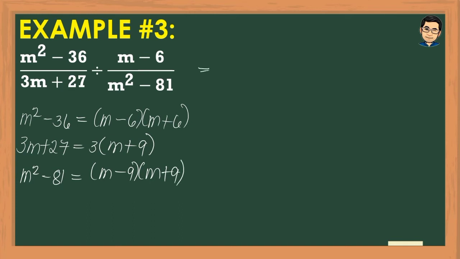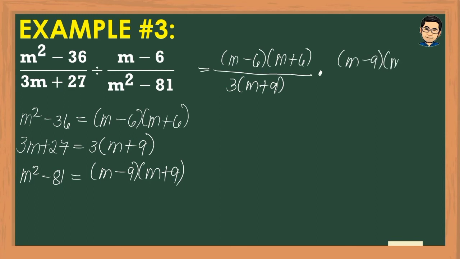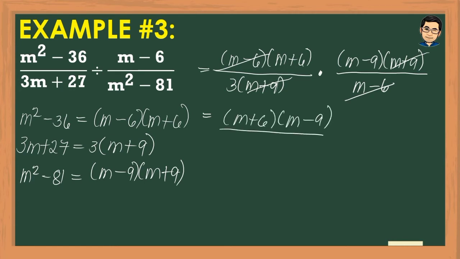Now, we rewrite them. Make sure kapag nire-write na natin yun, kasi nalista mo na yung mga factors, kunin na po natin yung reciprocal ng divisor, of course. So, m squared minus 36, m minus 6, m plus 6, all over 3 times m plus 9. And then yung reciprocal nga, m minus 9 times m plus 9, all over m minus 6. Now, we cancel out common terms. So, m minus 6, m minus 6, m plus 9, m plus 9. And then, yung mga natira, m plus 6 times m minus 9 all over 3.